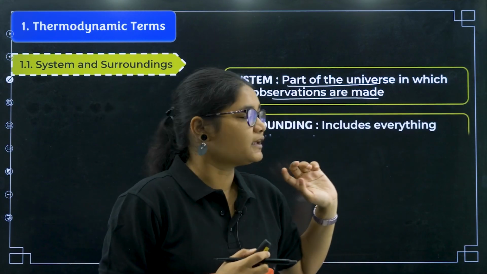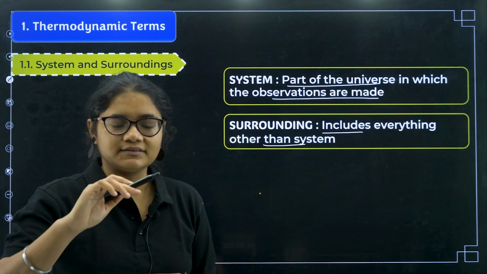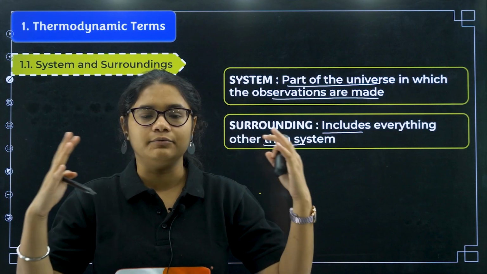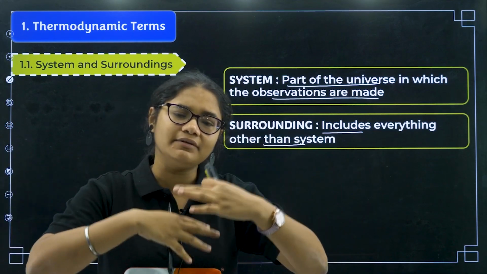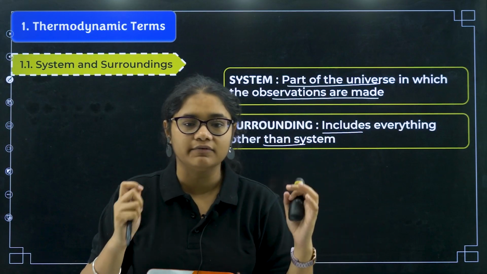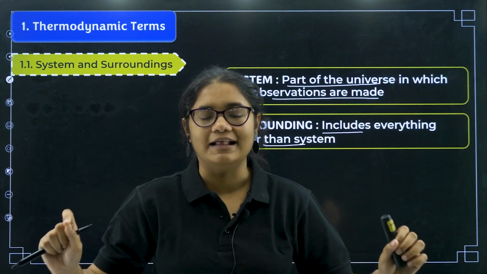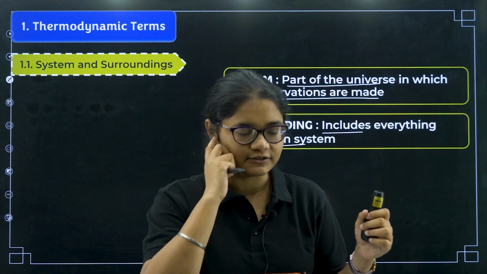What is surrounding then? It includes everything other than the system. Leaving that system, suppose you are doing it in the lab room, the other lab equipment and everything else comes under surrounding. The thing in which the reaction is taking place, that is your system. Other than that, everything else is surrounding. That is the first thing.